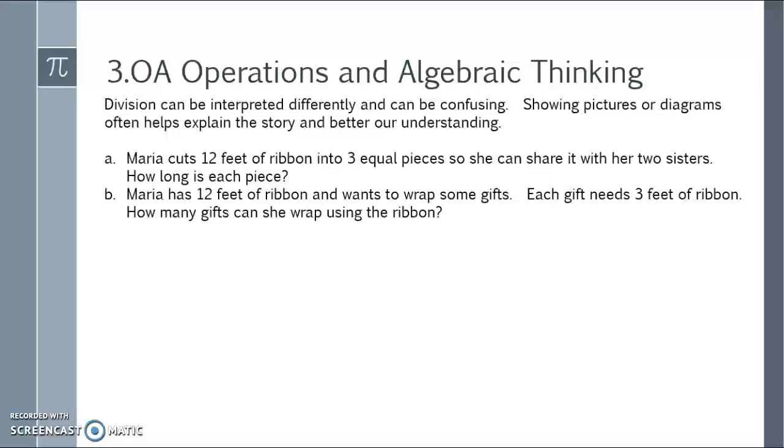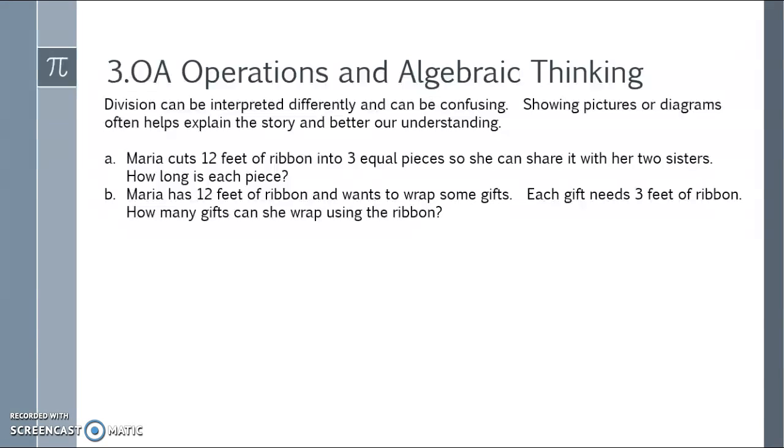Division can be interpreted differently and can be confusing. So we're going to show pictures or diagrams to help us explain the story better so that our understanding is deepened. So here are 2 different divisions representing 2 different ways to divide, and then we're going to show some pictures about each one. Maria cuts 12 feet of ribbon into 3 equal pieces so she can share it with her 2 sisters. How long is each piece?